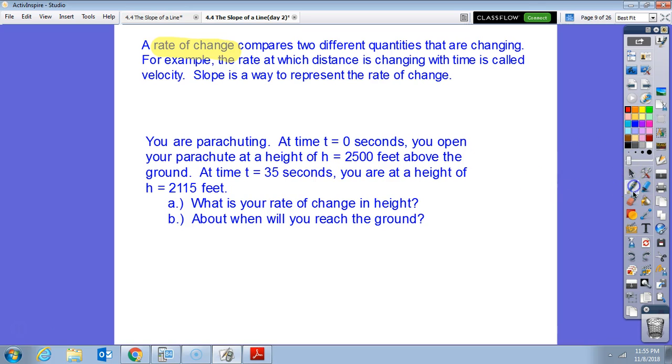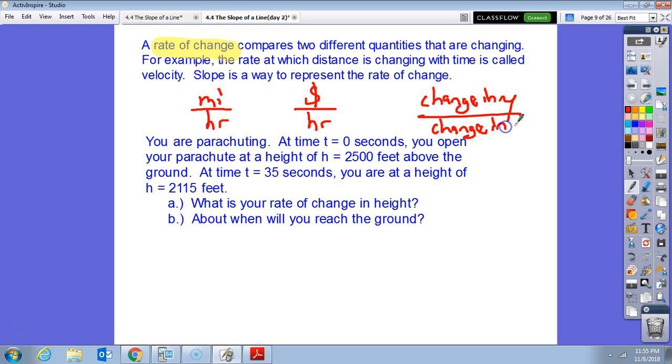A couple of other small examples will be things like miles per hour. It'll tell you how many miles you are going each hour. Dollars per hour tells you how much money you're making per hour. That's 2 quantities that are changing. So, just like we did earlier, we have the change in y over the change in x. In real life, the only difference is that we're not just talking about random y's and random x's. We're talking about things like miles and hours, dollars and hours. That's my y's and that's my x's.